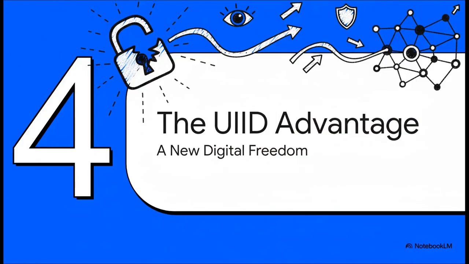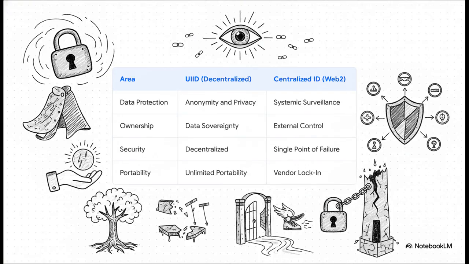So once you've crossed that bridge, what's it actually like on the other side? What does this new era of digital freedom really look like day to day? Let's break down the advantages you get when you make the switch. Let's do a little side-by-side here. With your old centralized ID, your data protection is basically a joke. You're under constant surveillance. With UID, you get real anonymity and privacy.